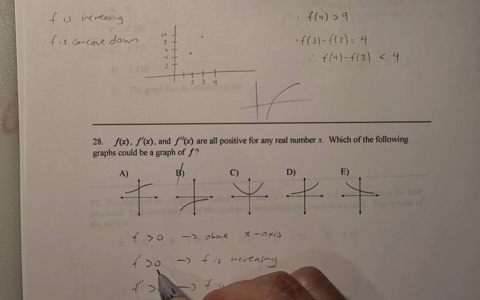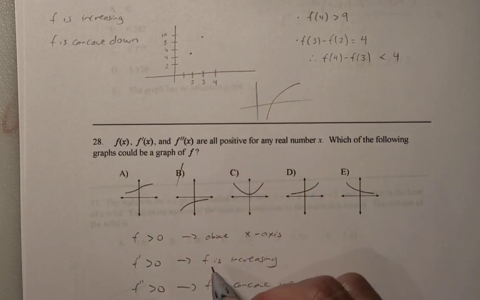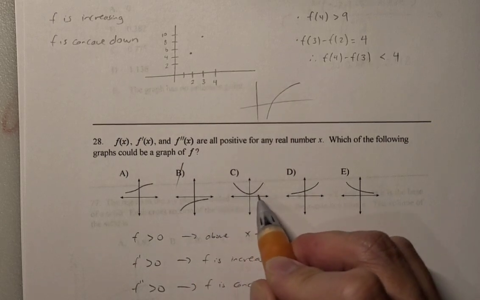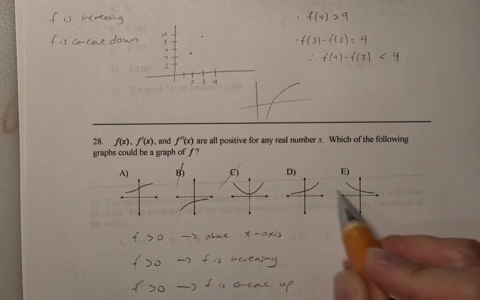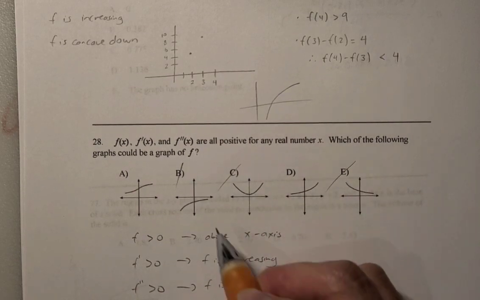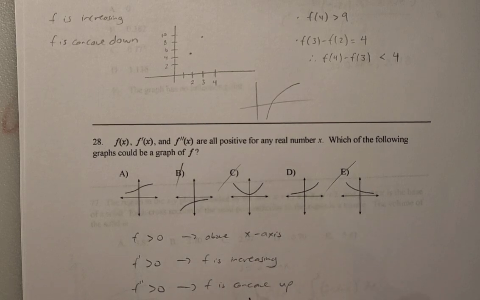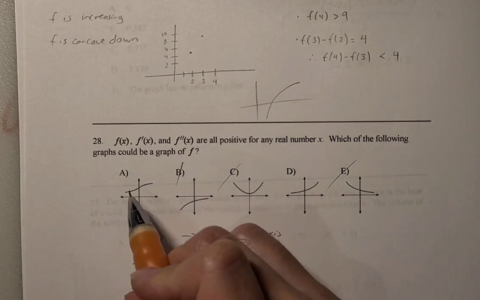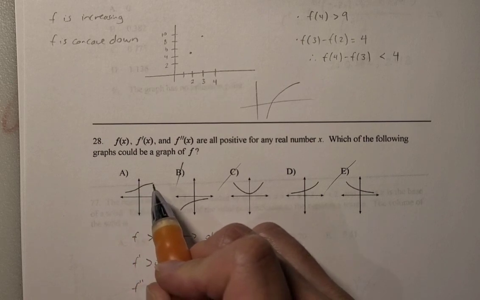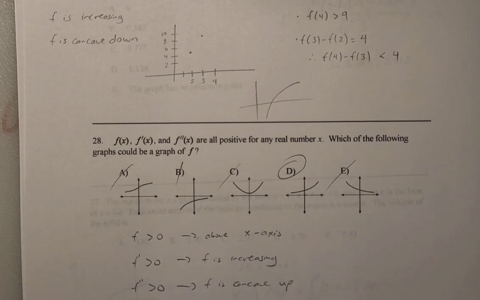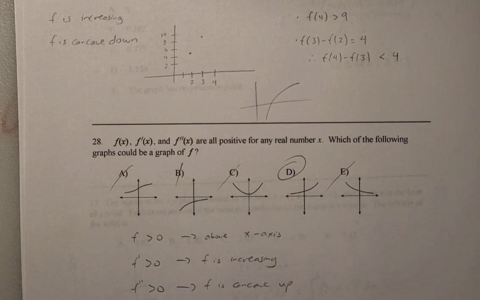If f prime is positive, that means f is increasing all the time. So where this one f decreases, right? Decrease, then increase. Cross that out. It's always increasing. Here it's always decreasing. Cross that out. Now we're left with A and D. It has to be concave up. This is concave up all the time. Here it's concave up and then concave down. So it cannot be A. Choice D. Okay. And that's all for the no calculator portion.